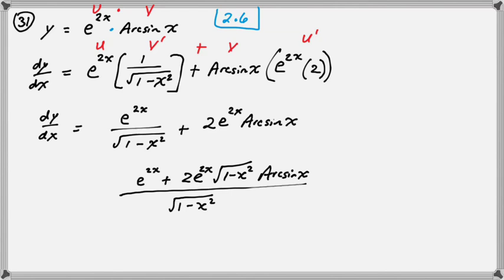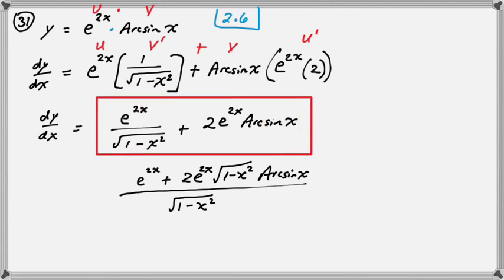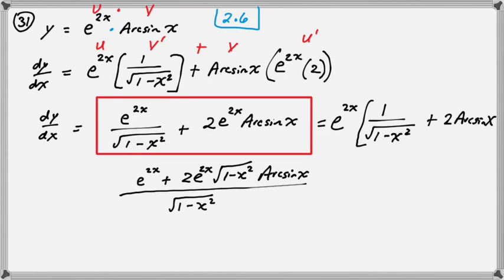I'm going to assume the textbook leaves the answer like this. They might take it to the bottom one. Let me check. Apparently what the textbook does is factor out an e to the 2x, and that's 1 over the radical plus 2 arc sine of x. I think that's the answer the textbook has.